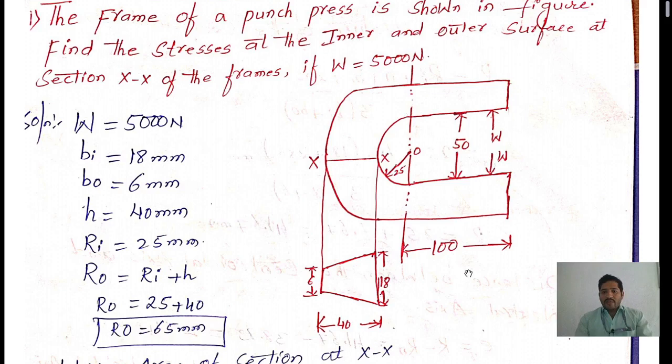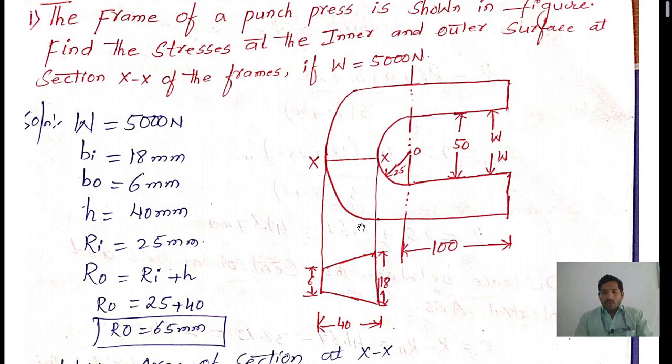So this figure is given in this problem. If we observe this figure, we can say it is a punch press machine. If you observe this radius, we can say it is the inner radius. And this radius of this circle we can say is the outer radius. So this one is the inner radius and this one is the outer radius of the punch press machine.